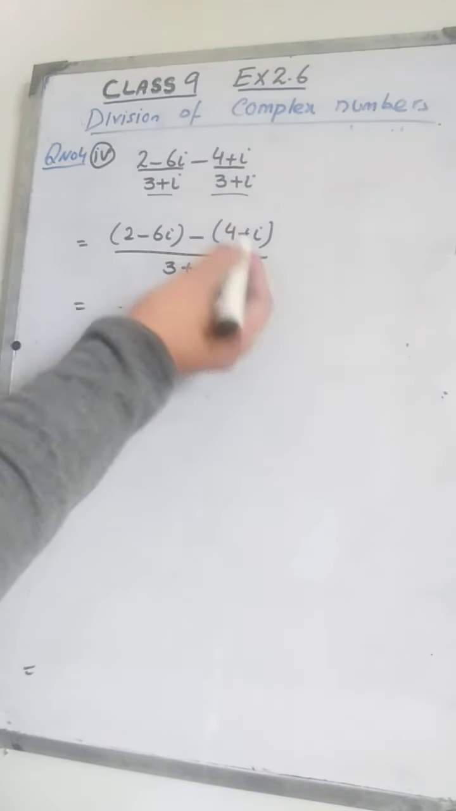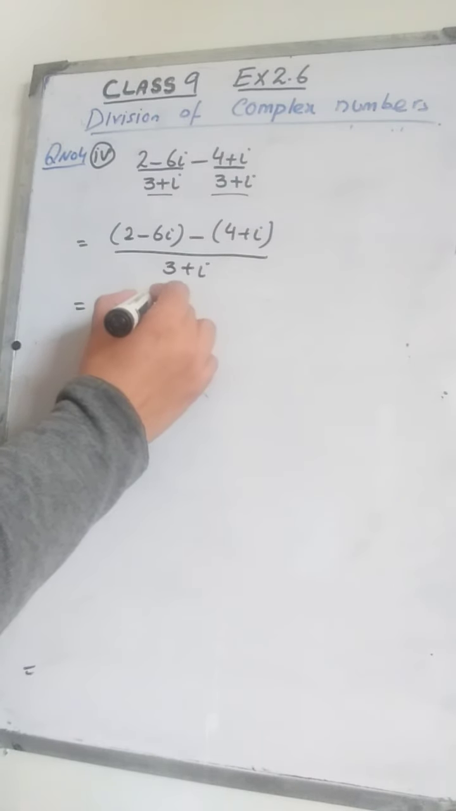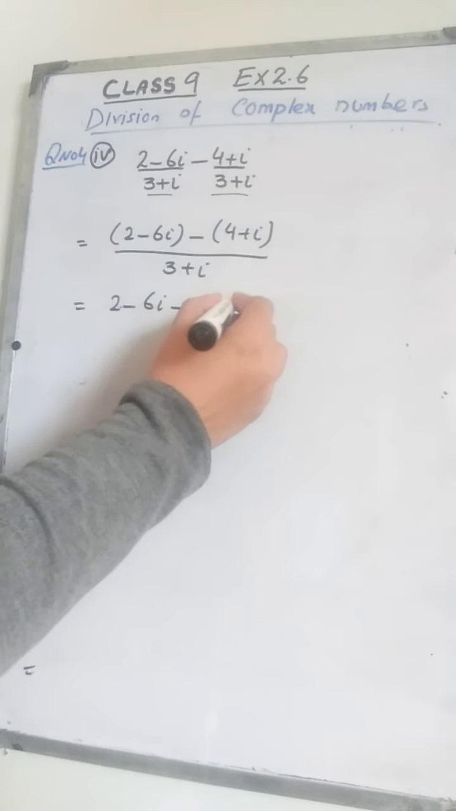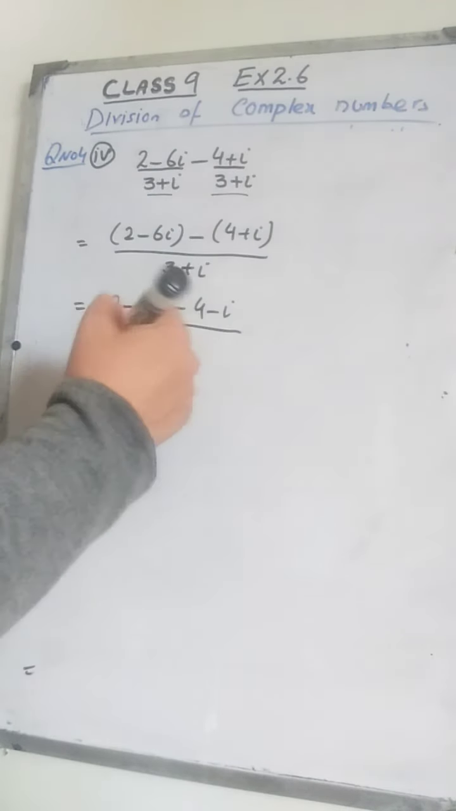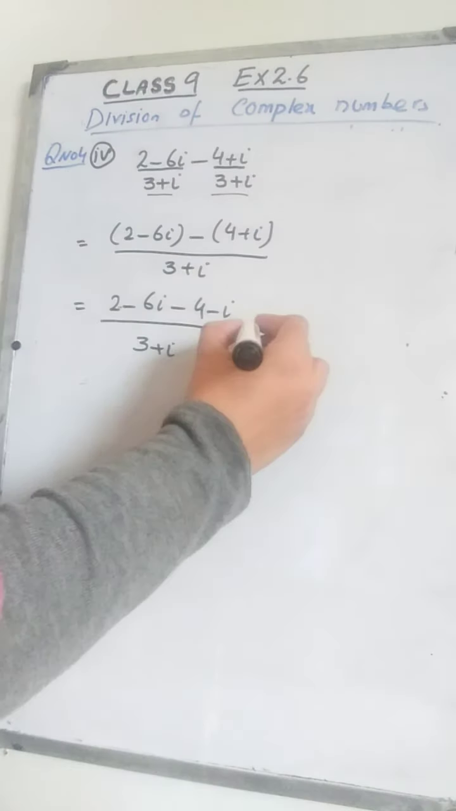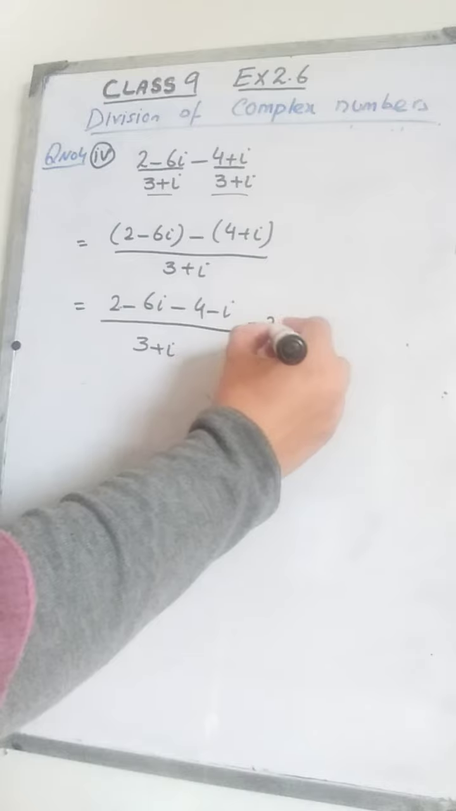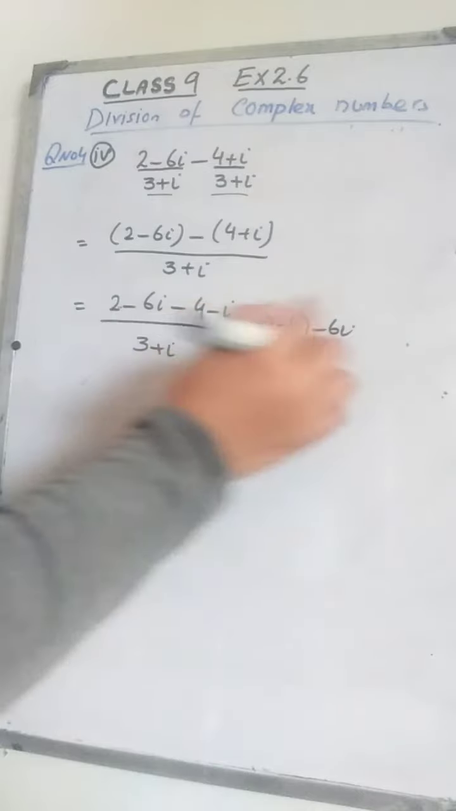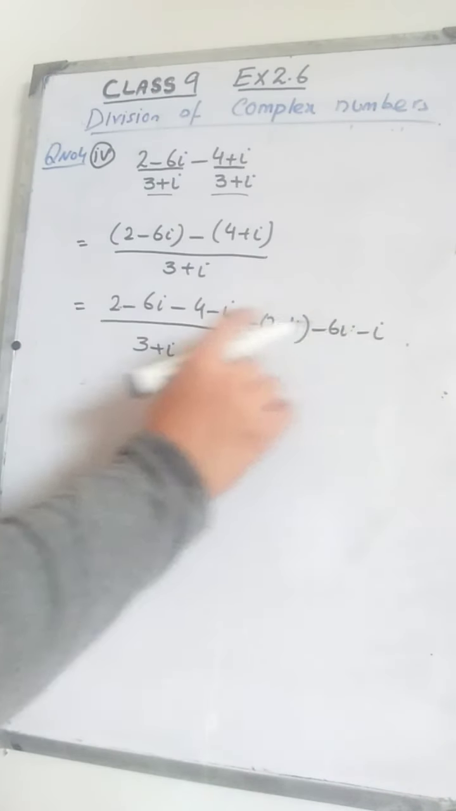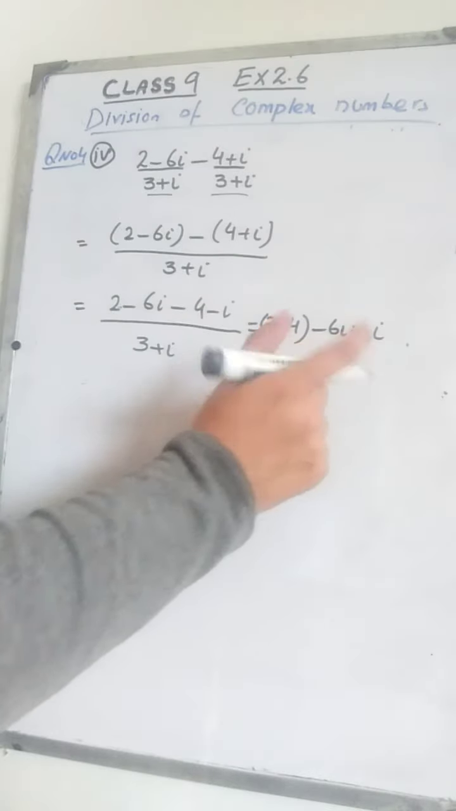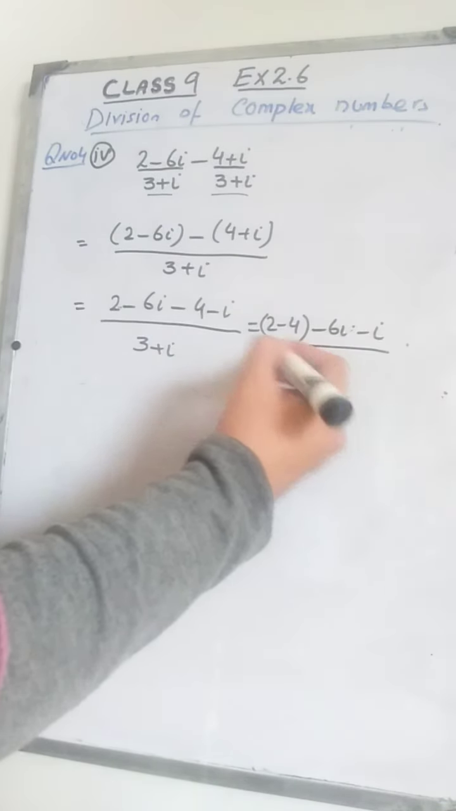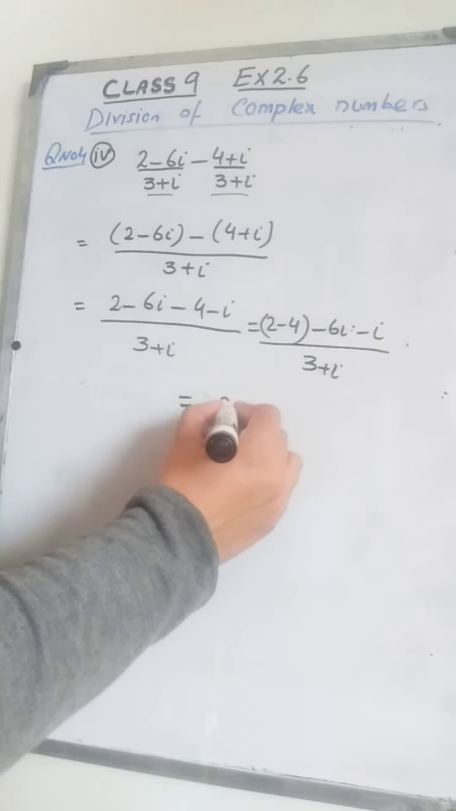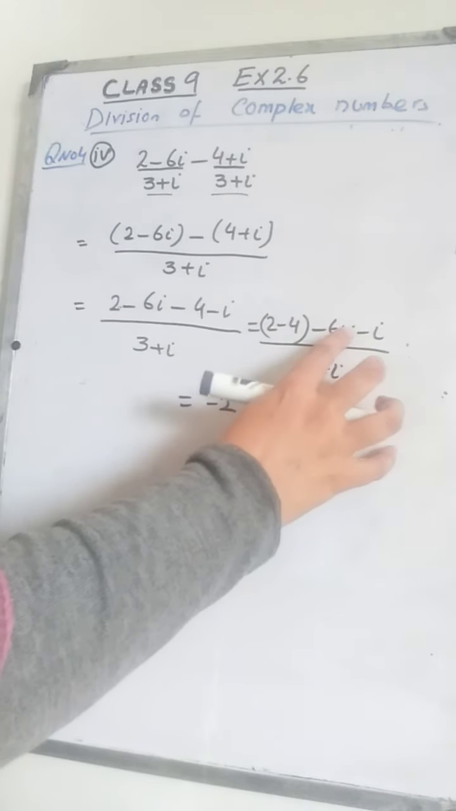Okay, in the next step we are going to open this bracket as we did before. 2 minus 6 iota minus 4, and minus times plus iota gives minus iota. The next step is to combine the real parts and imaginary parts. Over 3 plus iota, 2 minus 4 are the real parts in the numerator, and minus 6 iota and minus iota are the imaginary parts. Just write them together so that they can add up. 2 minus 4 will be -2, and -6 minus 1, just as we do in algebra.